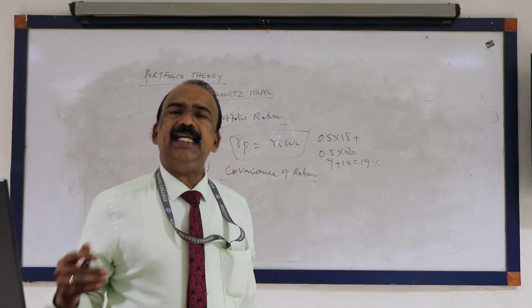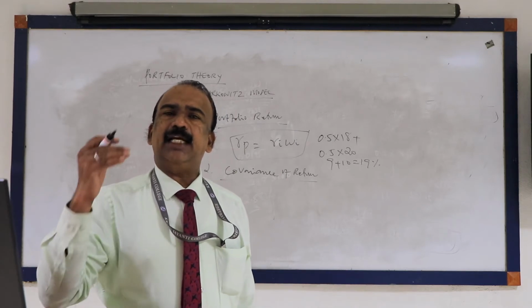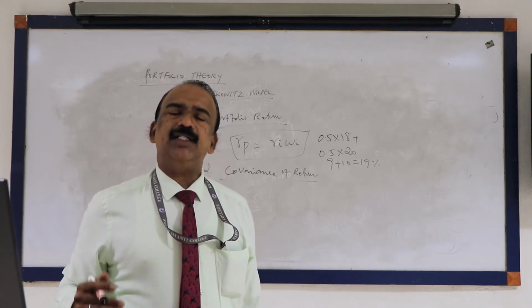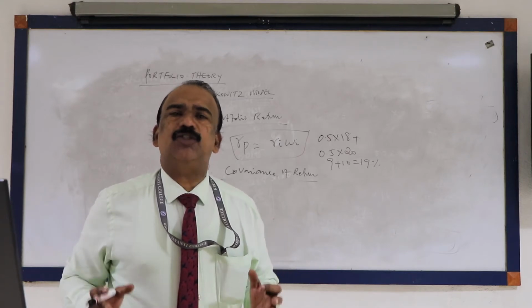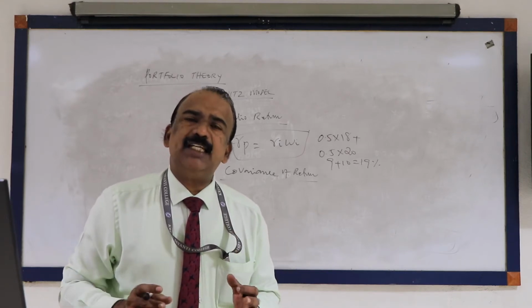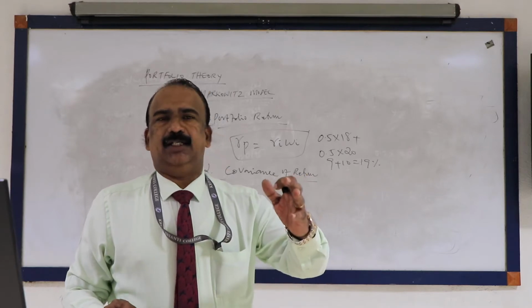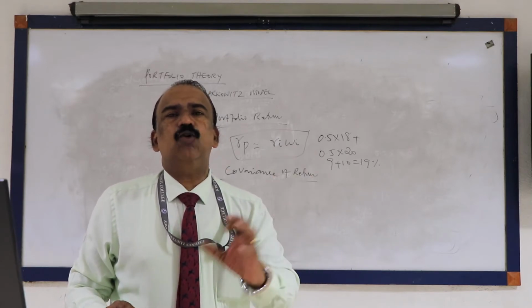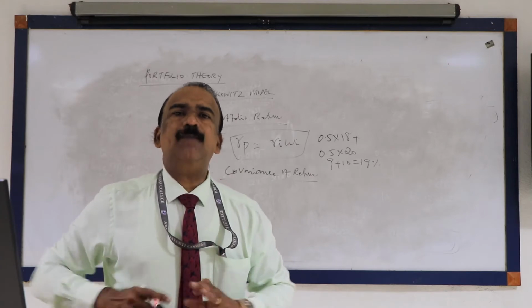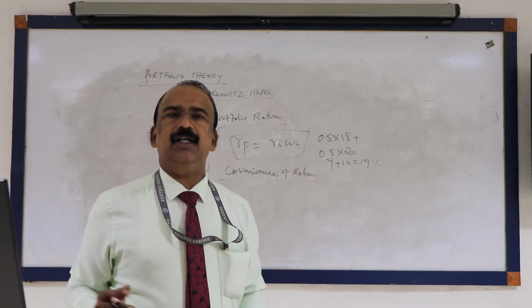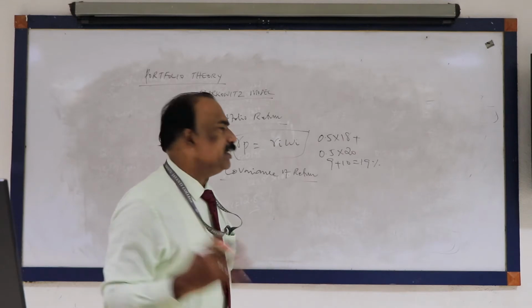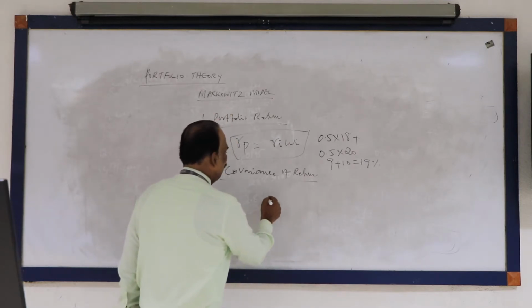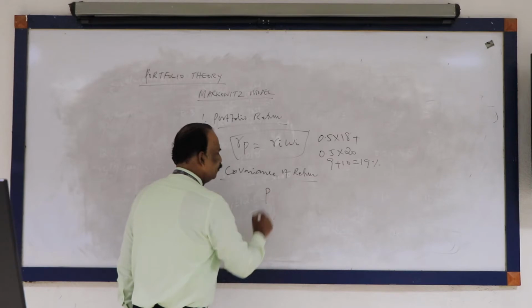The second discussion today is the covariance of return. So what is called covariance? Covariance denotes the movement of a stock return. If it is positive, both are moving in the same direction. If it is negative, they are moving in the opposite direction, not in the same direction. That is called the covariance. So how do we calculate the covariance of return? You will be given the probability of return.